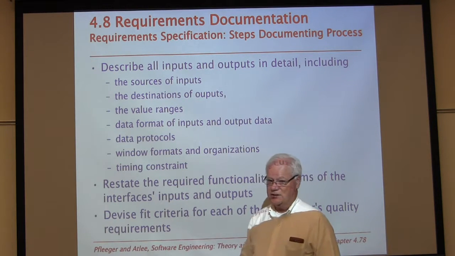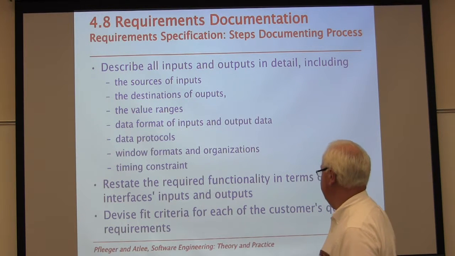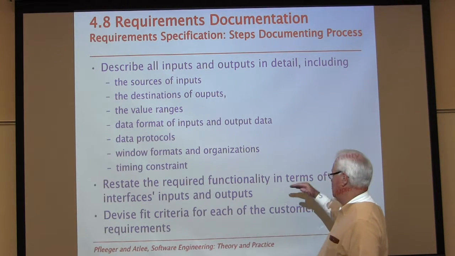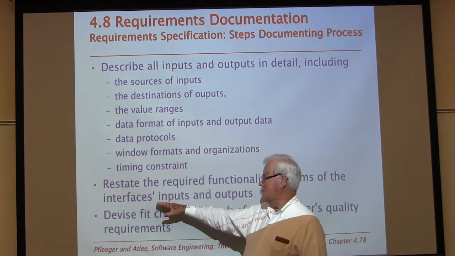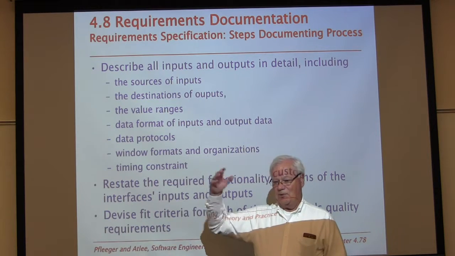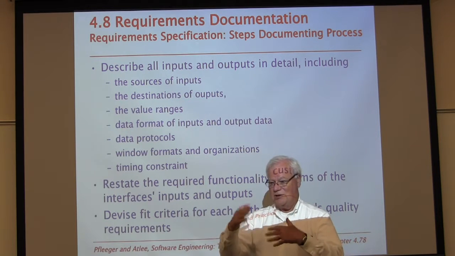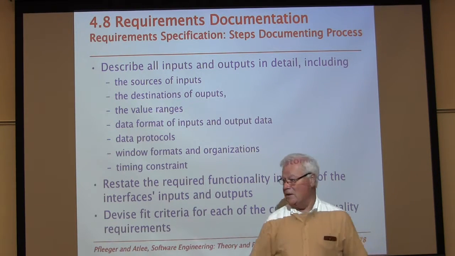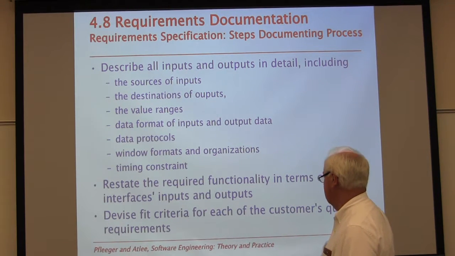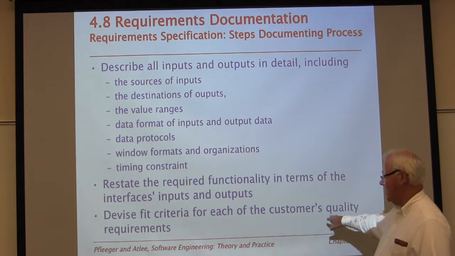Is there a timing constraint on doing any of this? Let's make sure that we know it. So what if we restated the functionality of the system in terms of its interfaces, inputs and outputs? In other words, we go to the DB2 system and we input this metadata, or this data based on this metadata. We do this to it and then we output that. Okay? So we want to be able to restate our product in terms of that. And again, we want to devise a fit criteria for each of the customer's quality requirements.